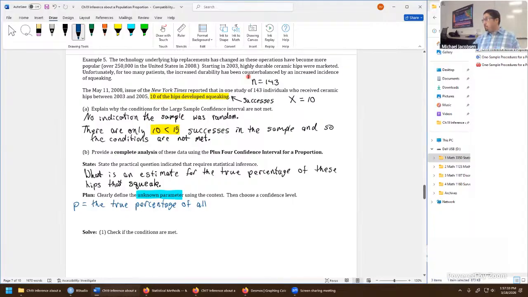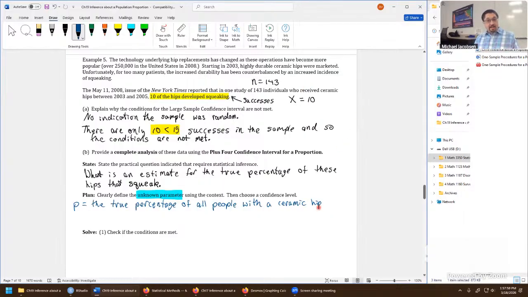It's everyone that had those hip replacements. So I'll say all people with a ceramic hip, implying that they had a total hip replacement. So they've already been through hell really to get that done, but they did it. They're all people with a ceramic hip. And really that's not quite good enough.